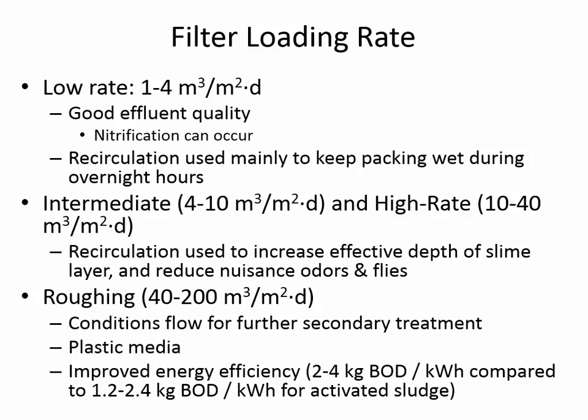Recirculation is used for different reasons on different types of filter. In the case of an intermediate filter, they may be using recirculation to try and keep some of the nuisance pests out of the filter. And then in the case of a roughing filter, where it's being used just to remove BOD before it goes into some other treatment process, then you may not need to recirculate at all. One pass might be able to get you the reduction that's needed.